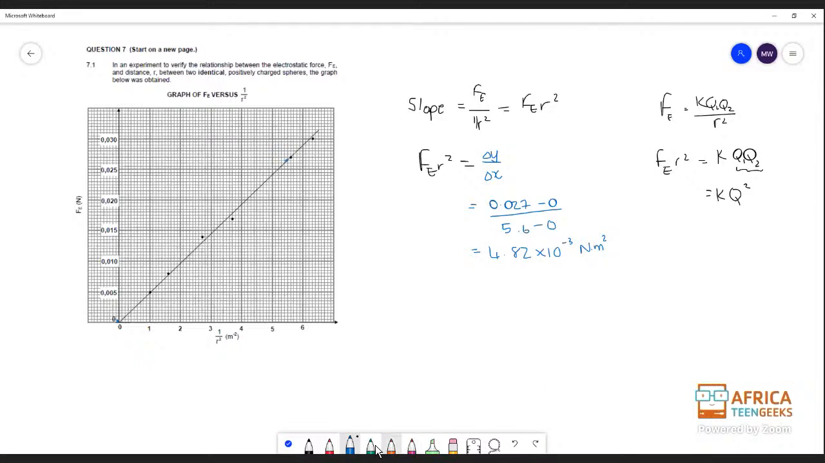Then you are going to take this value and I'll substitute it into this. So we're going to say 4.82 times 10 to the negative 3 is equal to K times Q squared. So 4.82 times 10 to the negative 3 is equal to K as a constant. So you substitute your constant value in there.